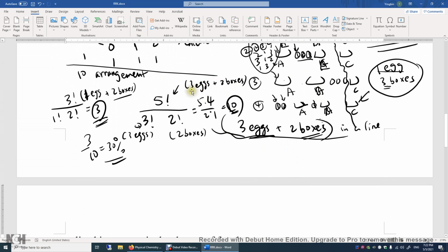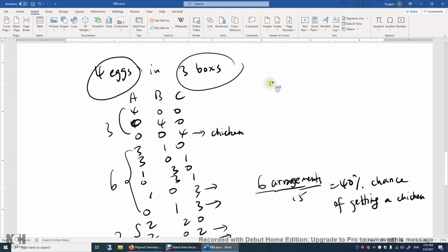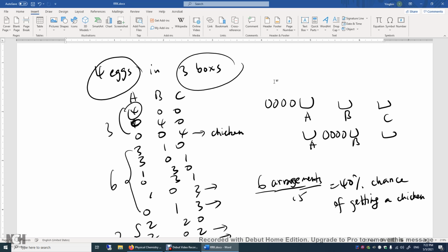So we're going to put 4 eggs into 3 boxes. Box A, box B, box C, right? And then we put 4 eggs into A. 1, 2, 3, 4 eggs into A. And also we can put 4 eggs into B, right? So this is the first arrangement, second arrangement. So we can keep doing this.